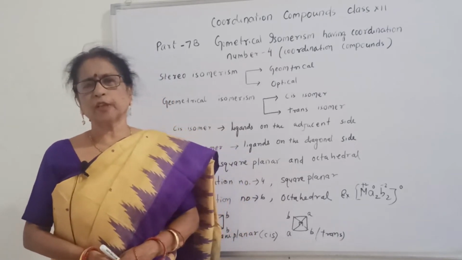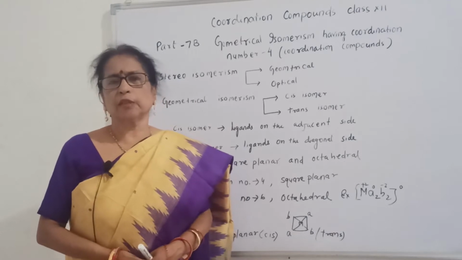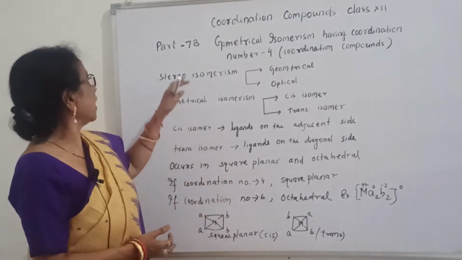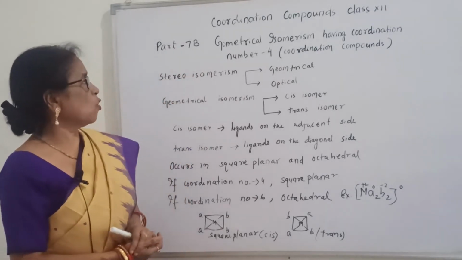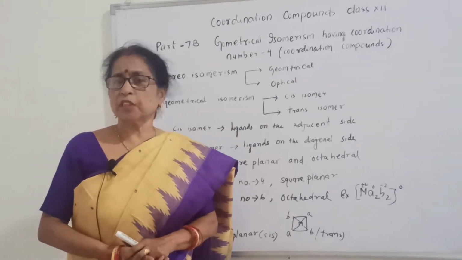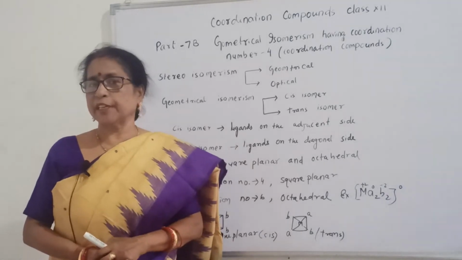Now I am going to explain the chapter Coordination Compound for class 12th, which is according to the CBSE syllabus. My topic is part 7b, Geometrical Isomerism having coordination number 4. In a coordination compound, if the coordination number is 4, what geometrical isomerism will take place?